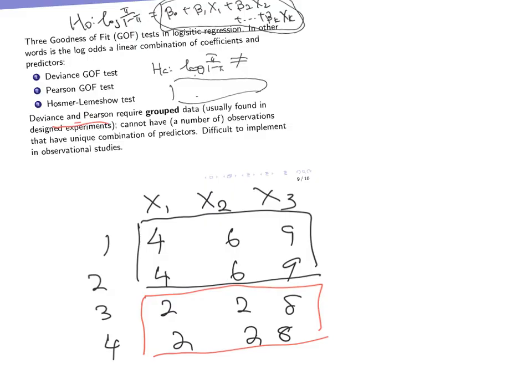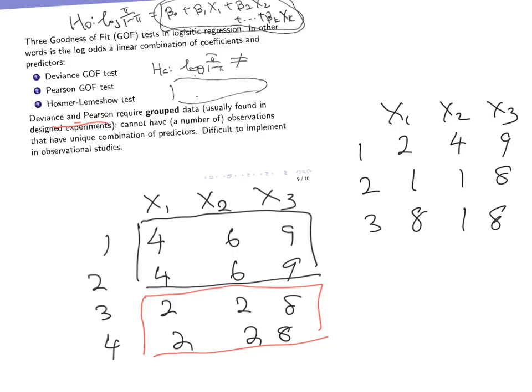You compare this situation with another situation, x1, x2, x3. Observation 1: 2, 4, 9. Observation 2: 1, 1, 8. Observation 3: 8, 1, 8. Observation 4: 3, 1, 4. These values are all unique. You cannot group any of these observations together. So this is called ungrouped data, where each row is an individual and their values do not replicate elsewhere. So if you have a lot of observations that have unique combinations, you can't use any of these tests.